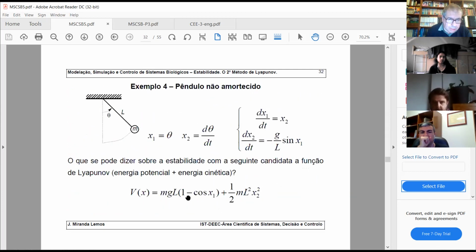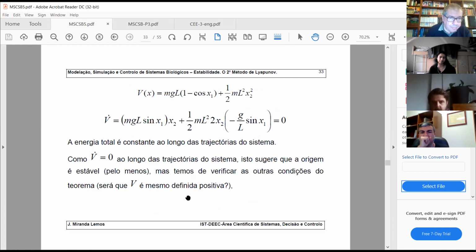Now let me confuse you a little bit. If you compute this derivative, you get 0, always 0. But if it is always 0 for any state, it is 0 when you have the down state, but it's also 0 when you have the upper state. So you are proving that the pendulum in the upper position is stable, and we know it's not stable. We know it's not stable because if you disturb it a little bit, it will fall down. That's what our intuition tells us. So what is the problem here?